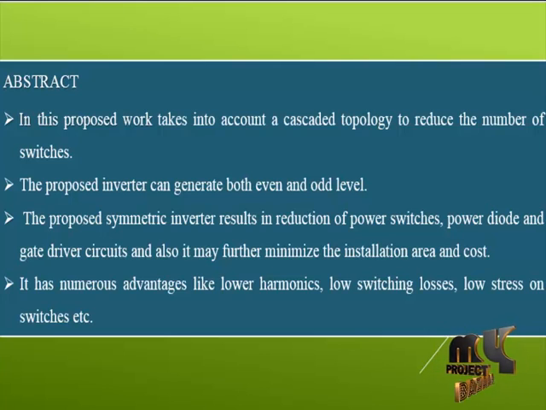In this proposed work, the multi-level inverter topology with reduced number of power switches is presented, and it can generate both even and odd levels. The proposed topology is suitable for symmetric structure. This symmetric structure results in reduction of power switches, power diodes, and gate driver circuits, and also it may further minimize the installation area and cost.